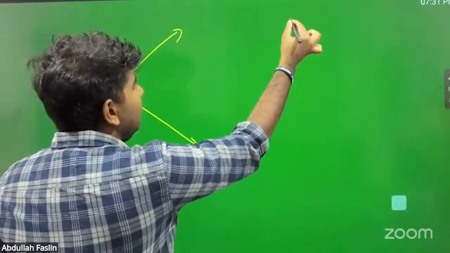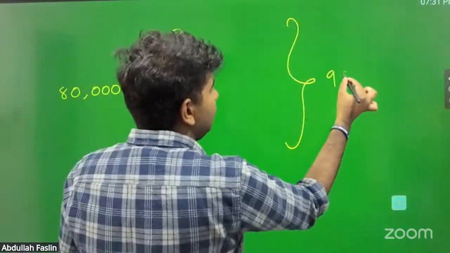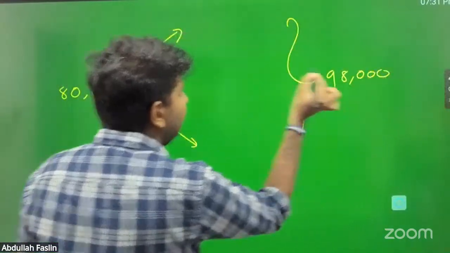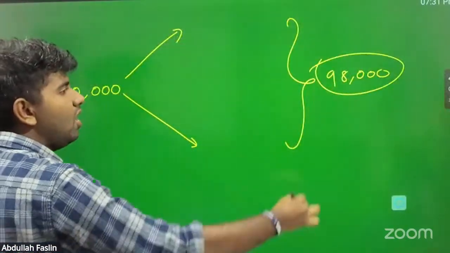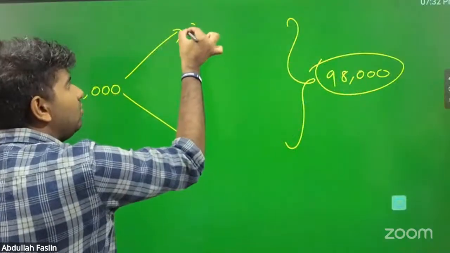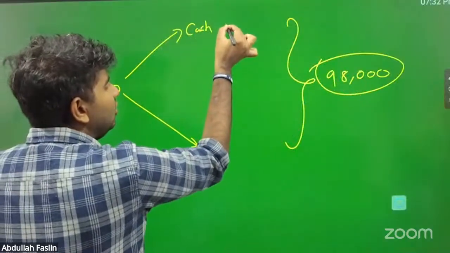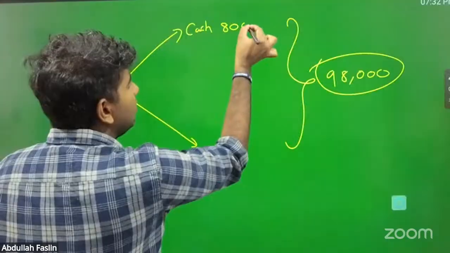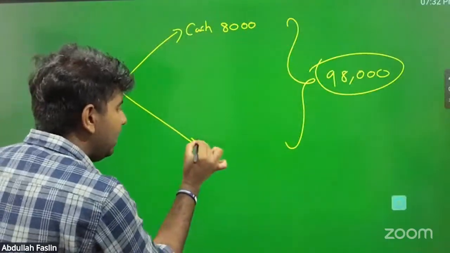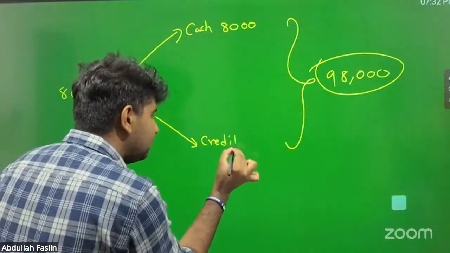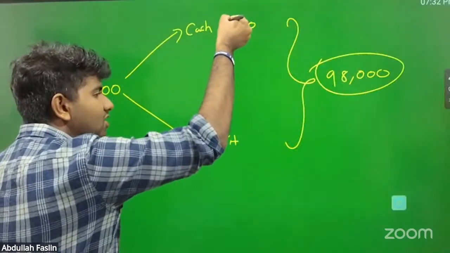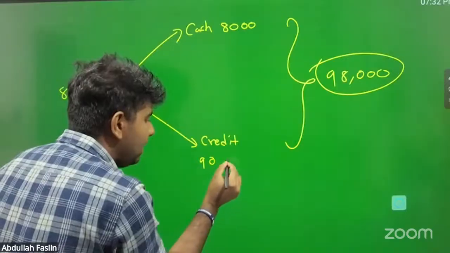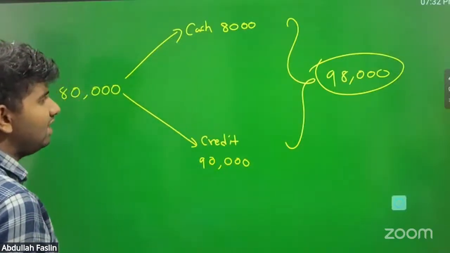Totally, you are selling the item for 98,000. Totally, 80,000 worth of item you are selling for 98,000. Out of this 98,000, by cash you are selling 8,000 worth of item. Then on credit, how much are you selling? Out of 98,000, on cash if it is 8,000, then on credit you are selling 90,000. Did you understand the difference?